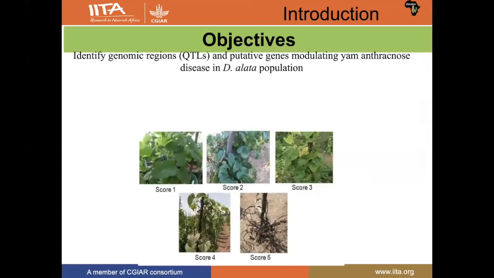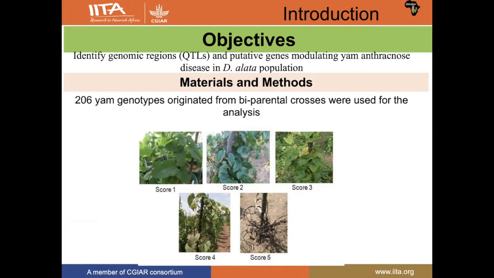So now we want to see if we can identify those QTL controlling Anthracnose disease and try to develop some markers that can be used at early generation. For the phenotypic observation, we score from 1 to 5. 1 is very resistant or tolerant, where we don't have any disease symptom. 2 is around 25% of the plant attacked, and 5 is 100% of the plant attacked.